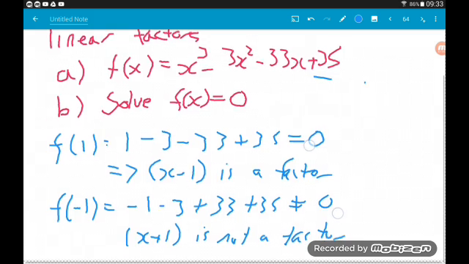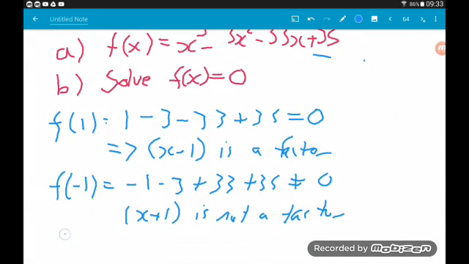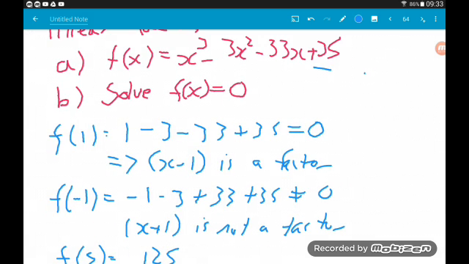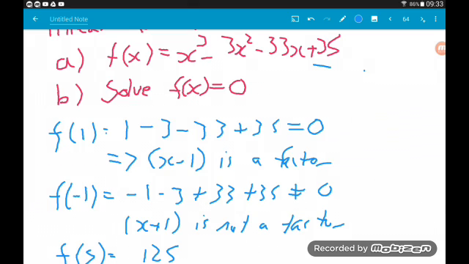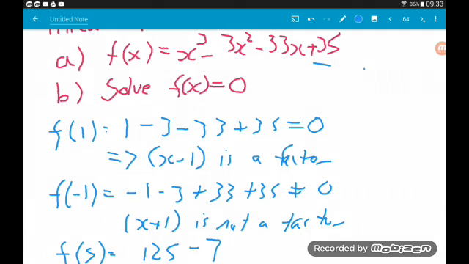So, if we do just that, f of 5 is going to give us 5 cubed, which is 125. Then we've got minus 3 lots of x squared. 5 squared is 25. 3 times that is 75. So we've got minus 75. Then we've got minus 33 times 5. Lovely. 33 times 5 is going to be 165. So we've got minus 165. And then plus 35 on the end.